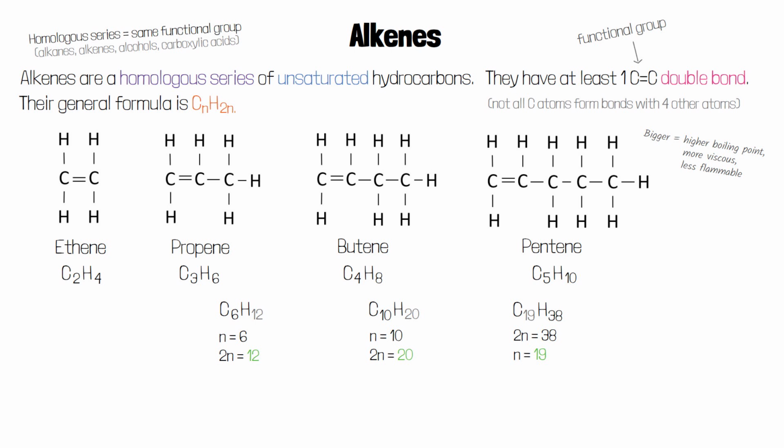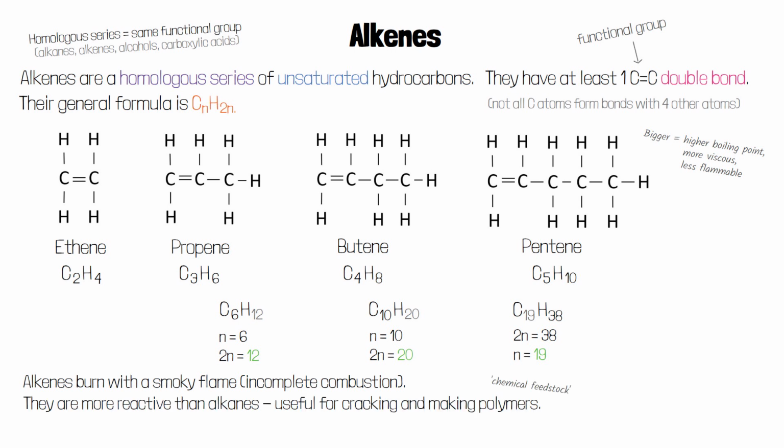Like alkanes, alkenes can be burnt as a fuel. When they burn, they produce a smoky flame due to incomplete combustion. Alkenes are more reactive than alkanes, so they're used in lots of reactions in industry, and they're often called a chemical feedstock. They can be used for making polymers and in cracking to produce smaller alkanes.